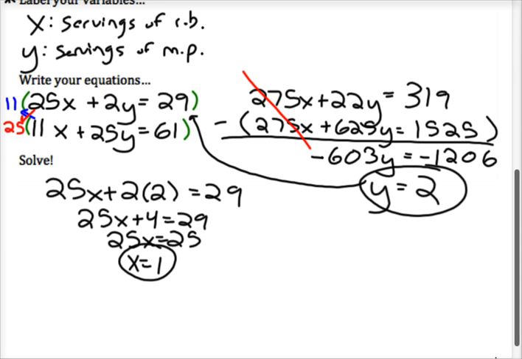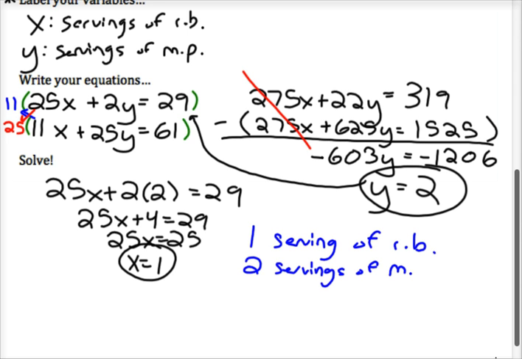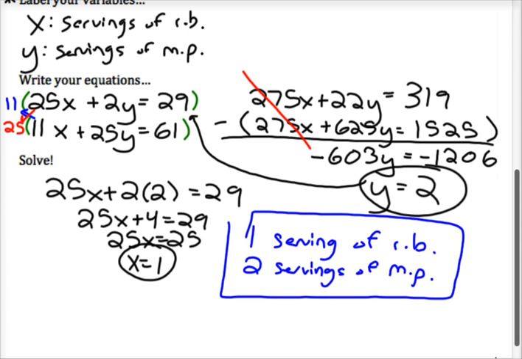And again, for word problems, remember, I'd like you to answer in context of the question. So the x equaling 1 means you have 1 serving of roast beef, and the y equals 2 means you have 2 servings of mashed potatoes. And that is going to be your final answer for this problem.